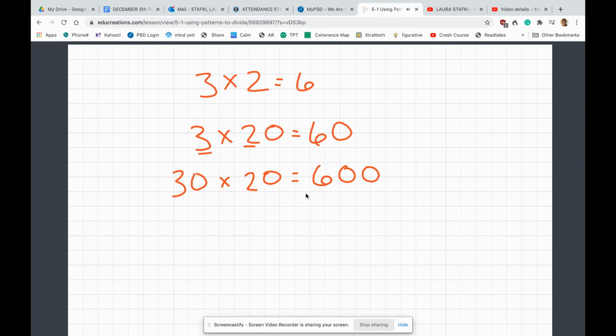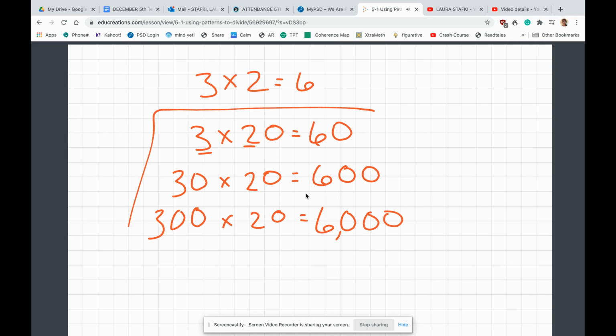Alrighty then, what's 30 times 20? Easy peasy, 600. What if I did 300 times 20? 6,000. Okay, so looking there, what pattern do you see? What pattern do you notice? Pause your video, think for a moment, and you come right back.